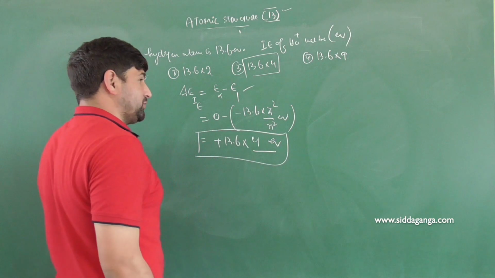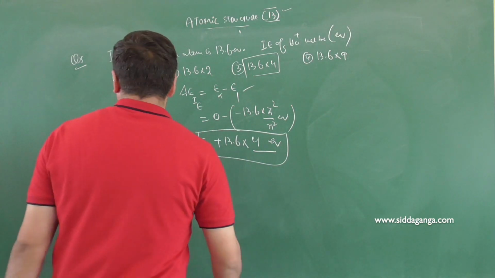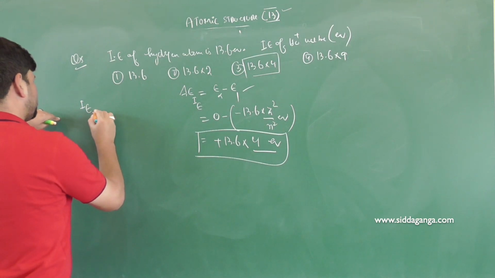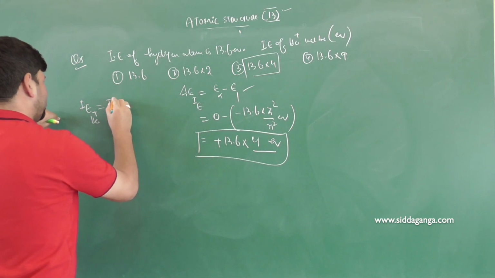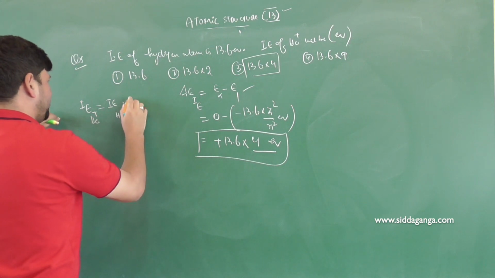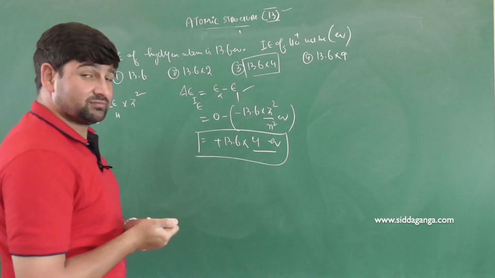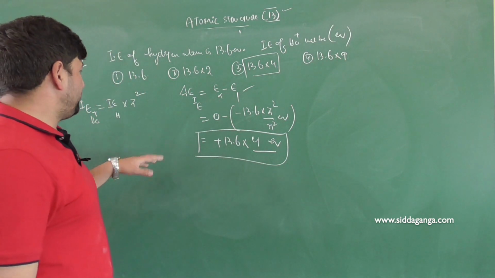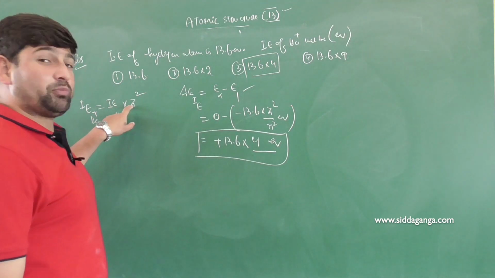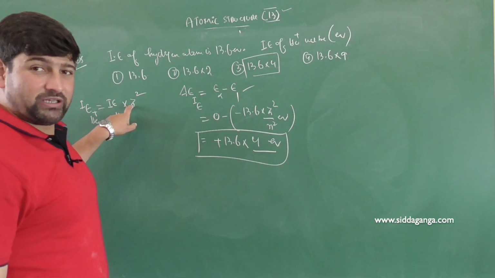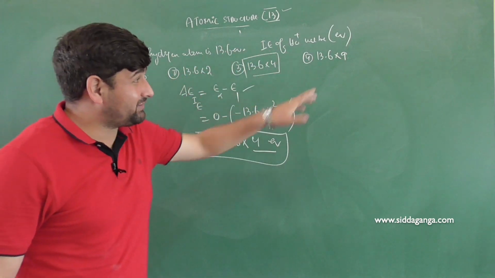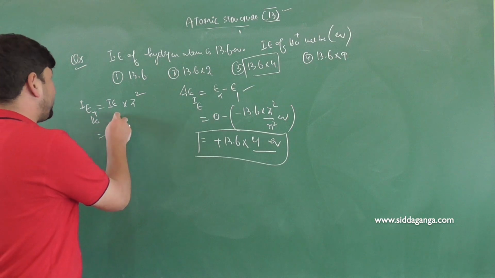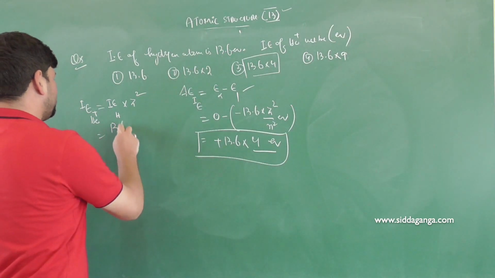There is one more way to solve the question. We will write down that the ionization energy of helium plus will be the ionization energy of hydrogen into Z square. Very simple. The amount of energy required to eject the electron from a particular shell depends upon the nuclear charge, and we have proved that energy-wise it is directly proportional to the square of that Z value. So the ionization energy of hydrogen according to the given question is 13.6.